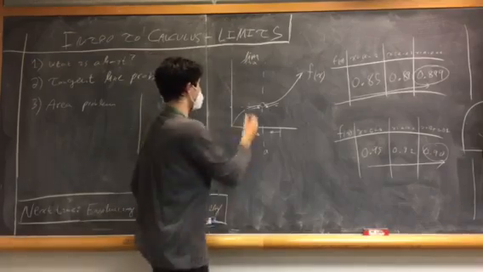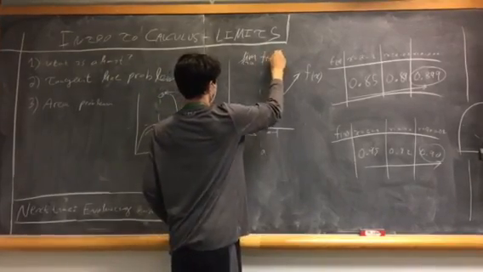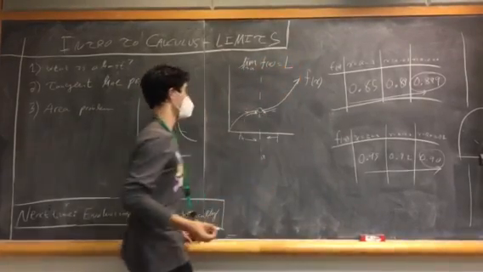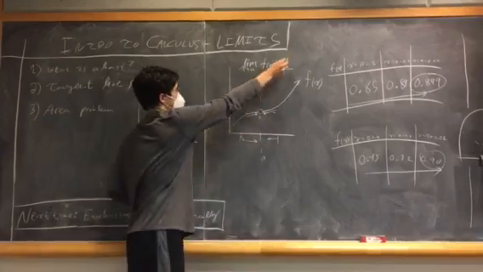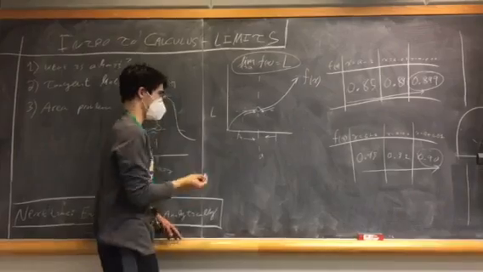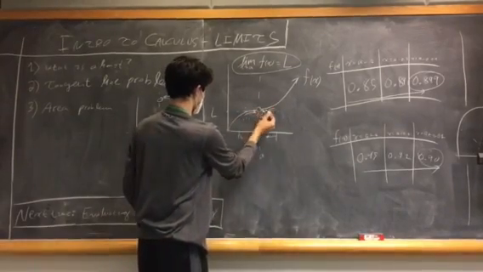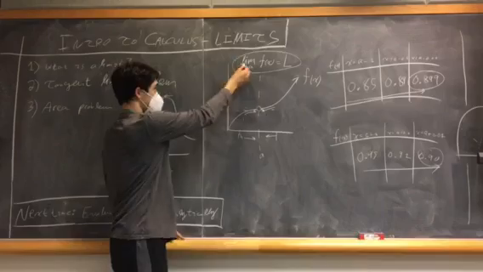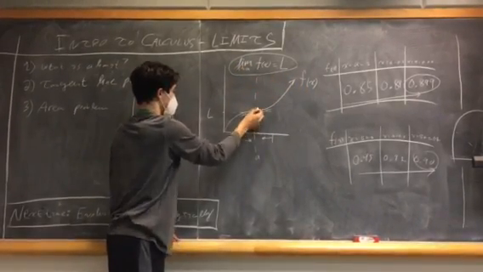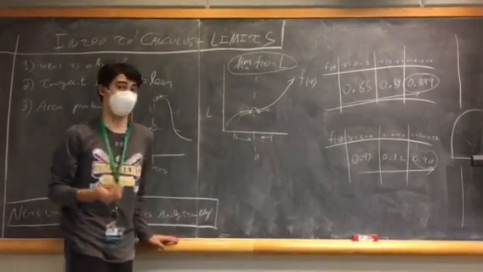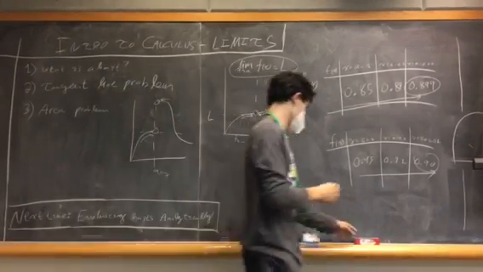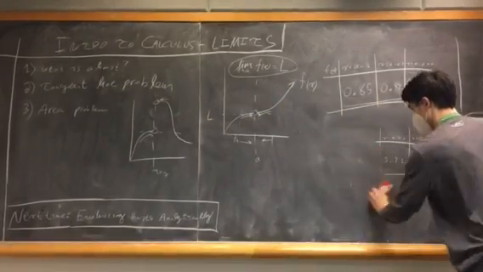If they both approach the same value, and this is our function, then the limit as x approaches a of f of x is equal to L. So if this value, say, is L, we see we're approaching a value L from the left and from the right. We say that the limit as x approaches a of the function f of x is equal to L, or the value that it approaches. So that is the basic definition of the limit.